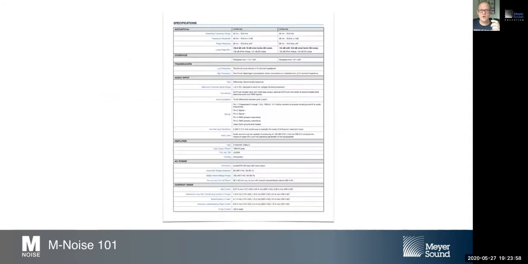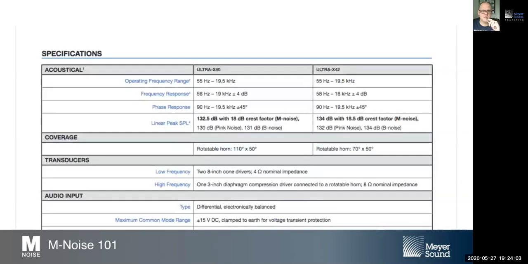And now we can publish this for a different loudspeaker, mind you. We can publish this in a data sheet. So over here, for example, you will see the specifications for an Ultra X40, telling you that the linear peak, because there's no distortion worth mentioning, and there's no compression worth mentioning due to the procedure. Now this will show you the linear peak value, which is 132.5 decibels, with an 18 dB crest factor, using M noise as the source, using music noise as the source.